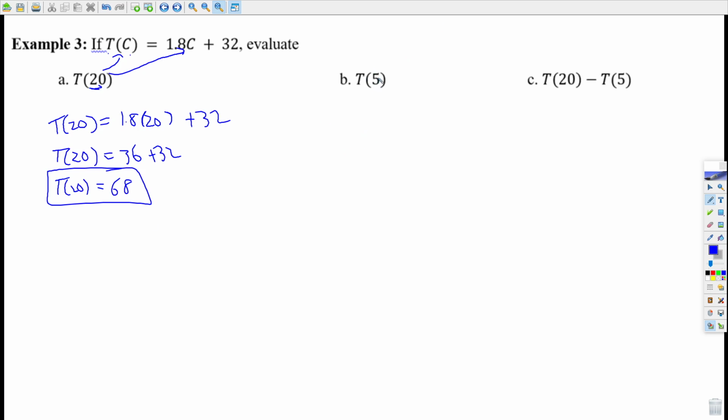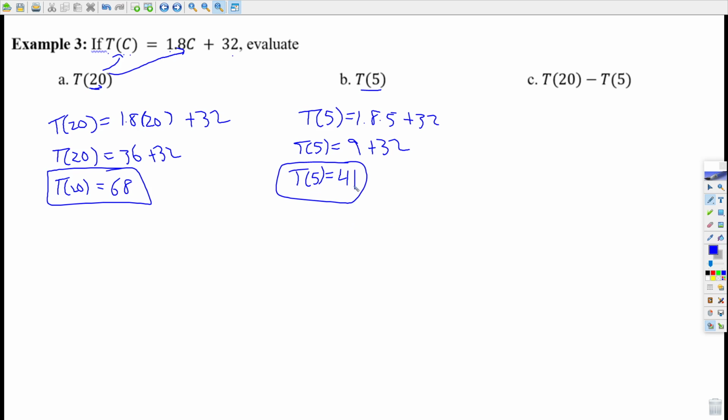All right, we're going to try another one. We're going to plug in 5. So same idea, just copy this down and plug in 5. T of 5 equals 1.8 times 5 plus 32. Then use your order of operations, put 1.8 times 5. That is 9 plus 32. So the final answer, what would that be? 41. And that's your answer. T of 5 equals 41.